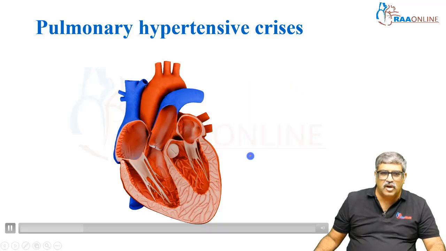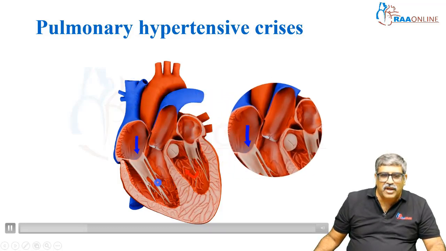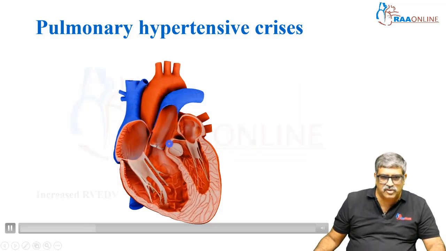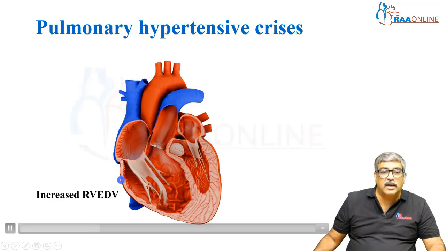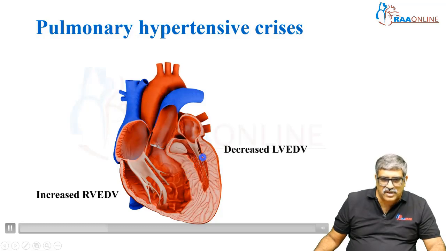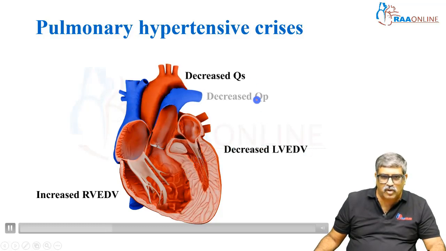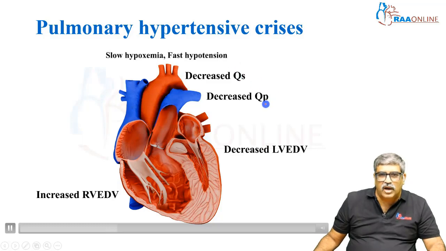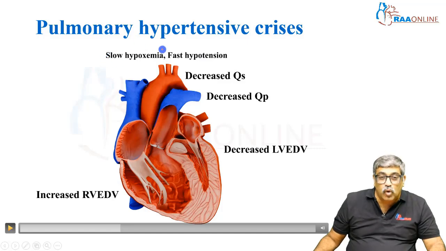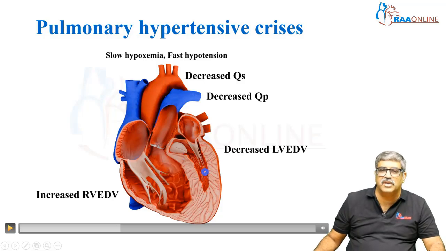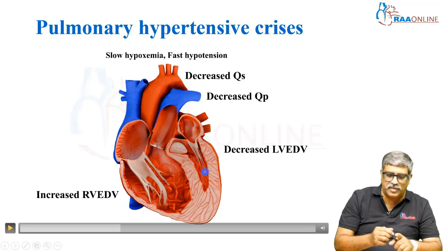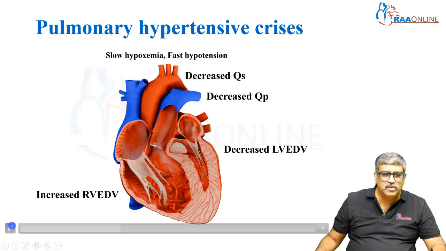In the second scenario, there is no atrial shunt. The atrial septum is normal, but the coupling between the right ventricle and the pulmonary artery is not maintained, which means that there is no pulmonary blood flow. Here, the right ventricular end diastolic volume goes up and it pushes the septum towards the left side, where your left ventricular end diastolic volume also comes down. Your systemic flow and your pulmonary blood flow come down. Your left ventricle is also compromised. So the hypotension is going to be fast, but the hypoxemia is going to be slow.